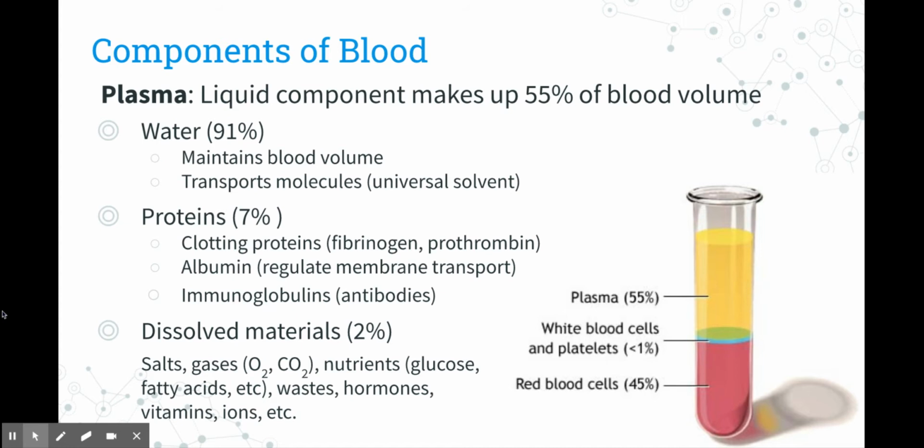The components of blood are the cell part, which are white blood cells, platelets, and red blood cells, and the plasma component. Now, plasma makes up about 55% of the blood volume, and it's the liquid part. Most of the plasma is composed of water, and the water in the plasma helps to maintain our blood volume, which we know is important in maintaining a healthy blood pressure.